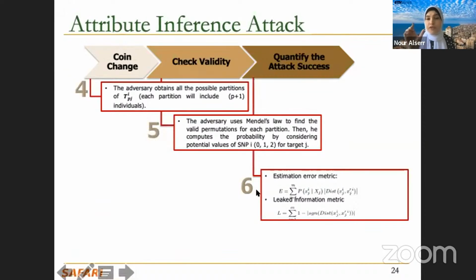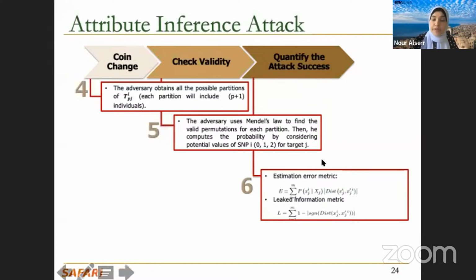And how do we quantify the success of the attack? We compare the value the adversary can infer with the correct, original value we have. Based on that, we can say, okay, he was correct in 90% of them. He has some estimation errors of, let's say, 70%, 30%, and so on. We can also calculate how many positions leaked. For example, if we are considering 100 SNPs, how many out of these 100 he could infer correctly.